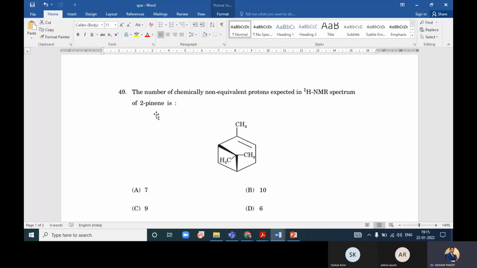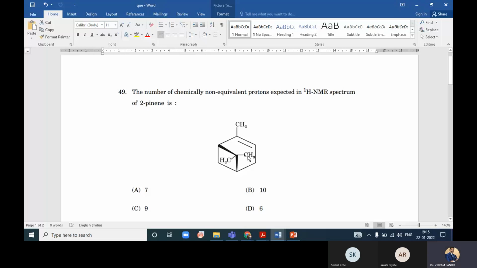This question is there in the CSIR exam. Only the names of these three compounds are given, and they ask about their H1 NMR or C13 NMR signals. For example, here, the number of chemically non-equivalent protons. You should know how many types of peaks will be there in the given compound. Okay, see how to go for this.